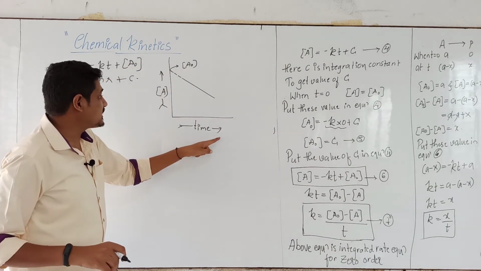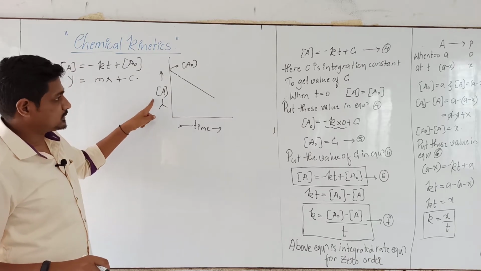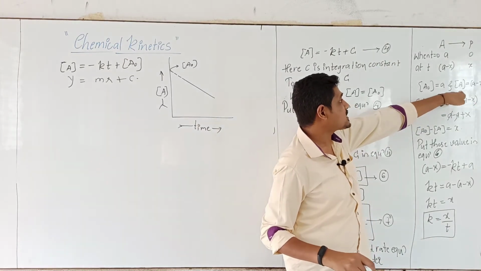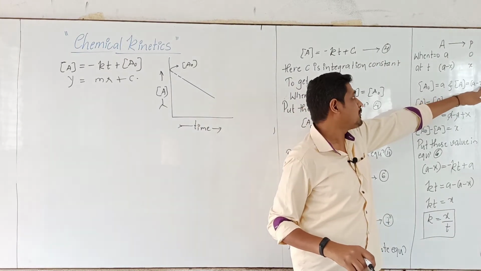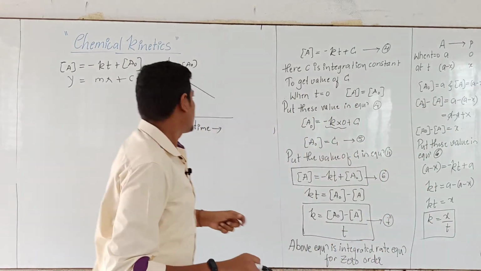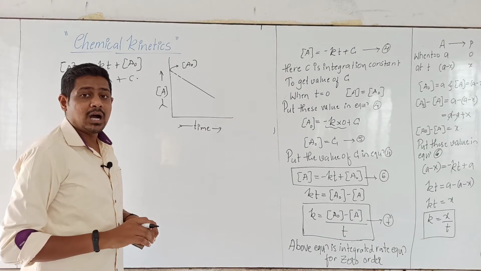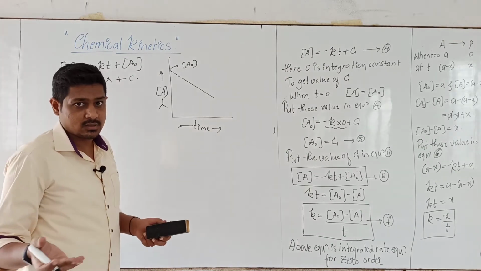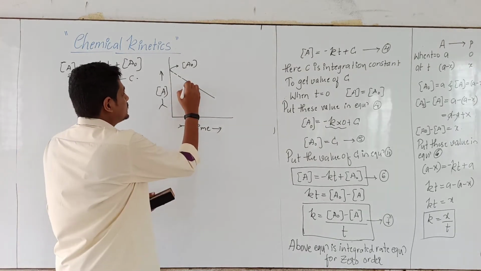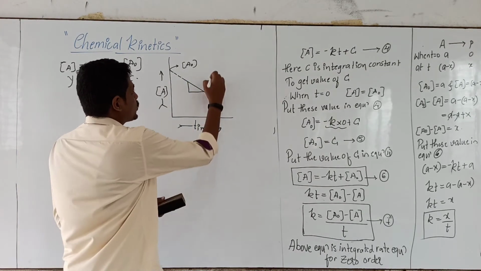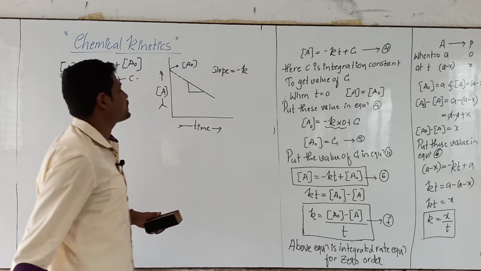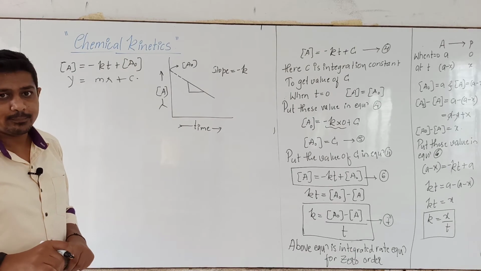As the time is increasing, the amount of A means A minus X. From here you can easily understand. A means the amount of reactant left, X means the amount of product formed, and A minus X means how much reactant is left. So as time increases, will the amount of reactant left be more or less? It will be less. That's why we get a graph like this. Then the slope is equal to minus K.